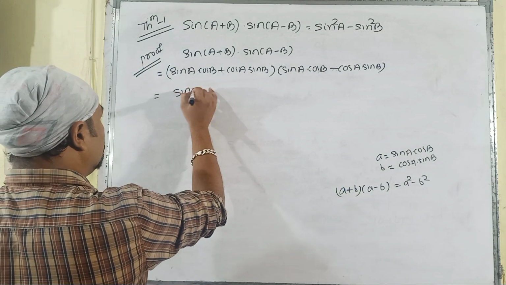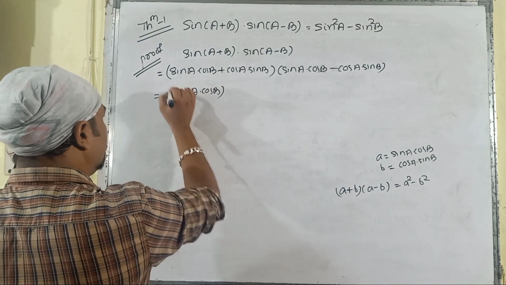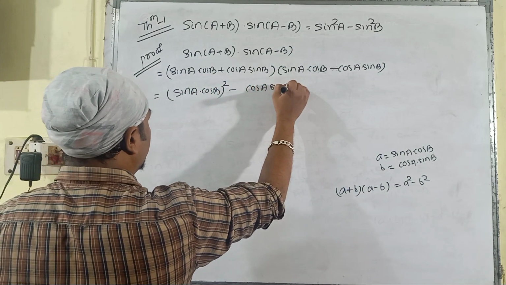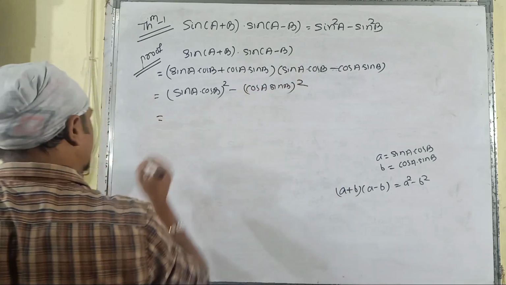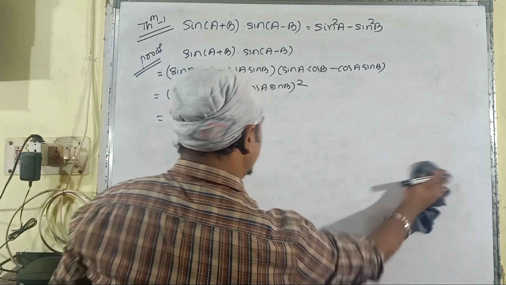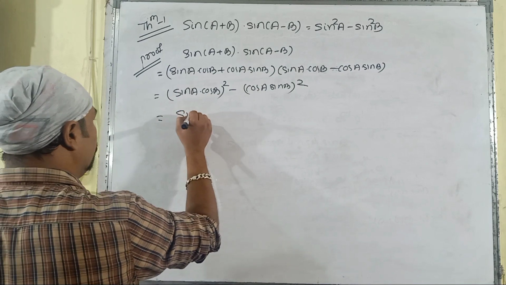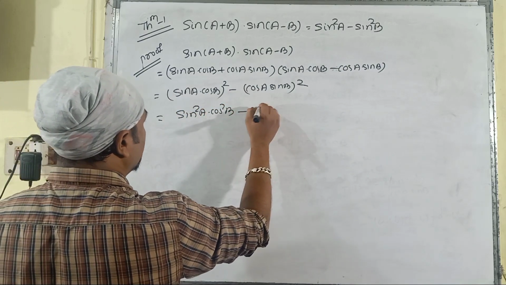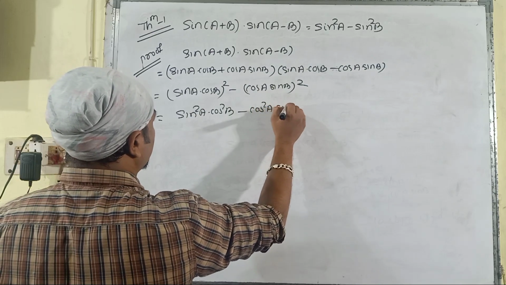So by applying the algebraic identity here, and simplifying this step, we can have sin square A into cos square B minus cos square A into sin square B.